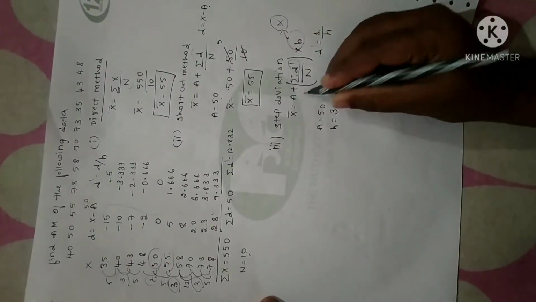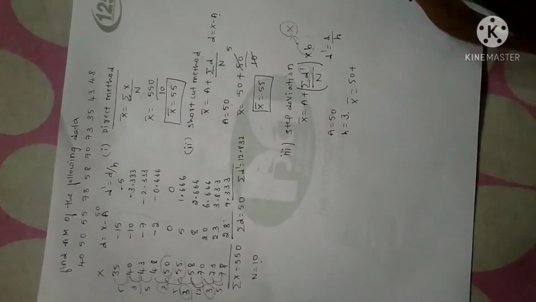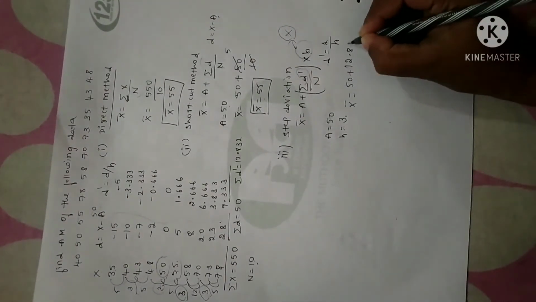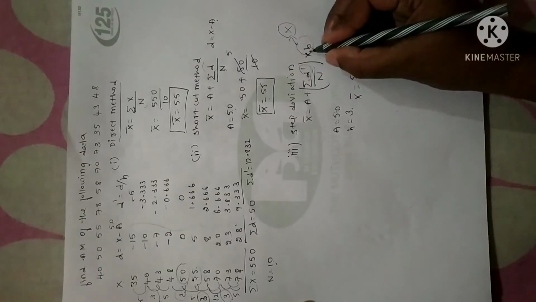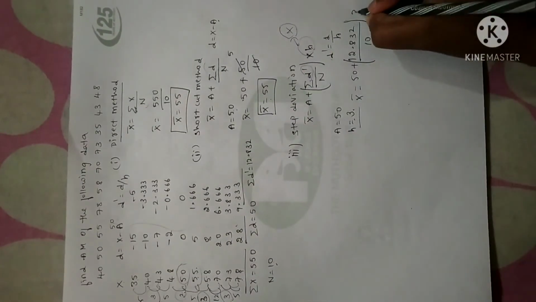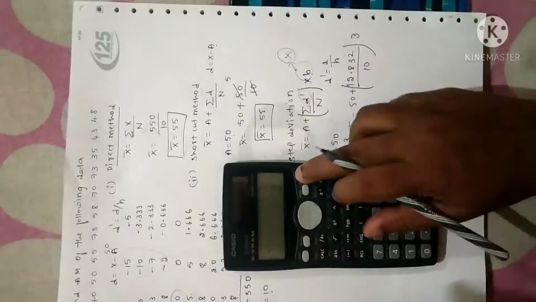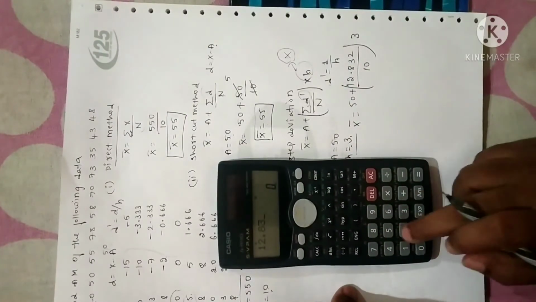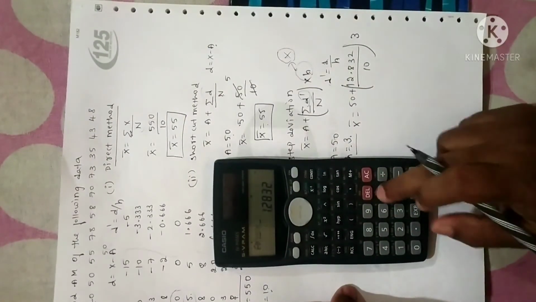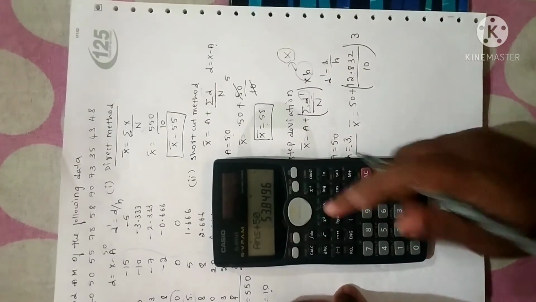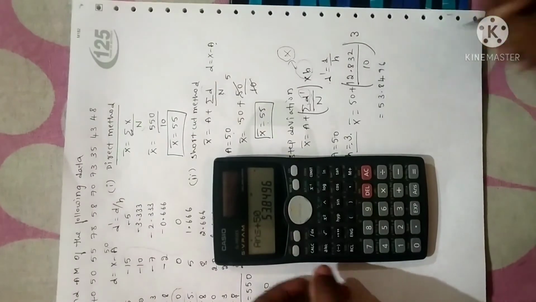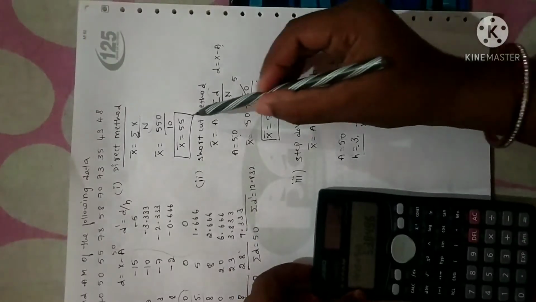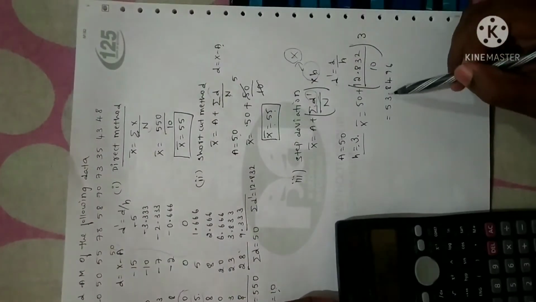So let me write x bar is equal to a, which is 50, plus sigma d dash, which is 12.832, divided by n, the total number of data given, which is 10, into h, the common difference we have taken, which is 3. So let me simplify this: 12.832 divided by 10 into 3 plus 50. That will give us 53.8496.